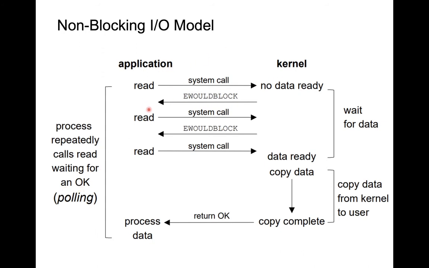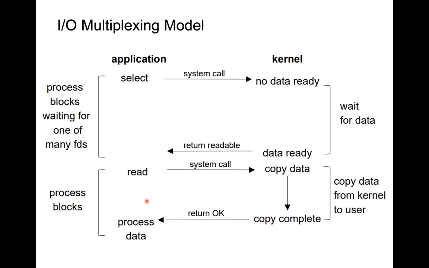So each time it is periodically sending a system call towards the kernel, and if there is no data from the kernel, there would be an EWOULDBLOCK message. Until it has some ready data, the data will be relayed to the buffer of the application. It receives an OK from the kernel. In that case, it can just process the data. And this is not the one which we are going to study today.